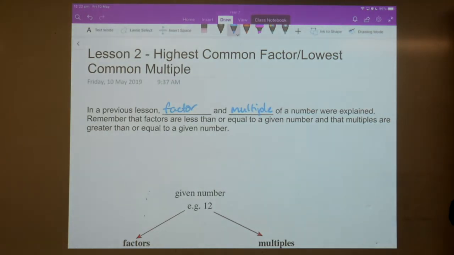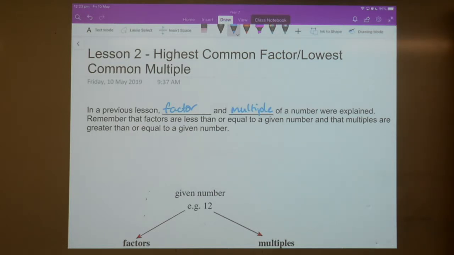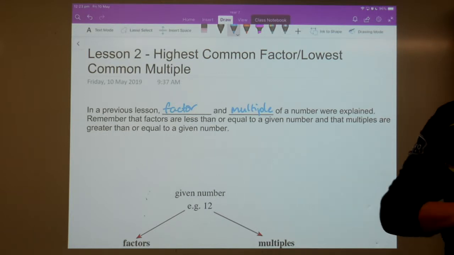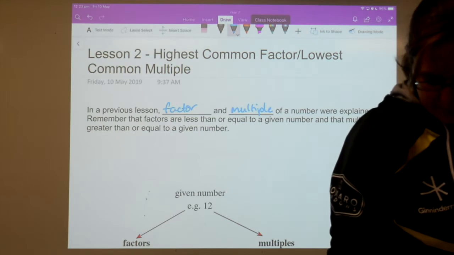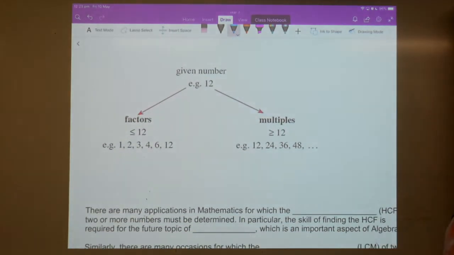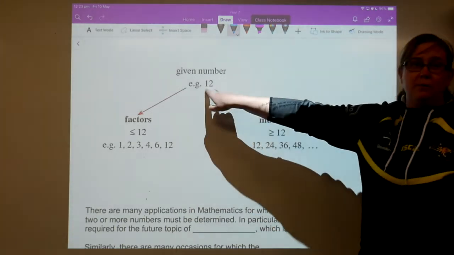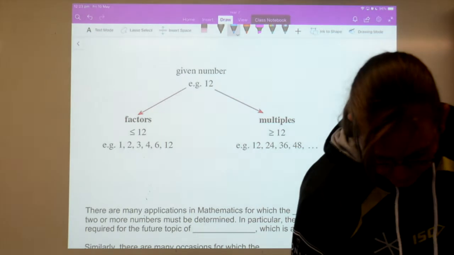So the factor was the small piece that makes up the bigger stuff. And the multiple was the big piece that those two little things make. So the factor is the small stuff, the multiple is the big stuff. For example, let's have a look at this. We have the number 12. Pretty simple, it's just the number 12.